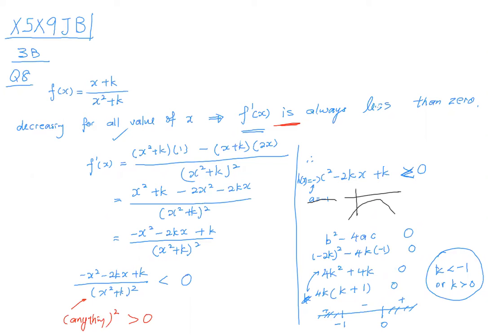less than 0. Okay, this one equal, so you take this part instead. So this is wrong. So k has to be between -1 and 0. Okay, so that's why the textbook answer is wrong.